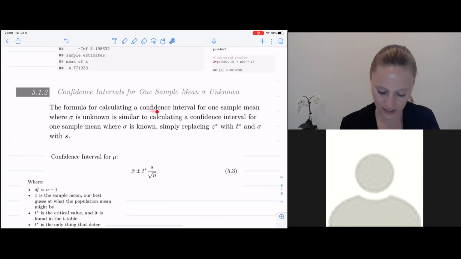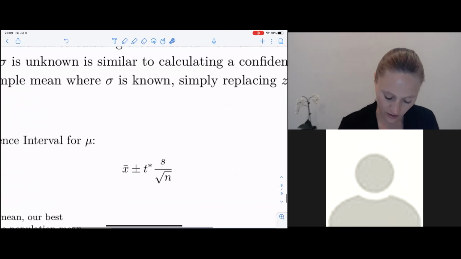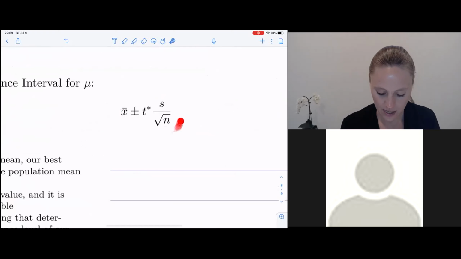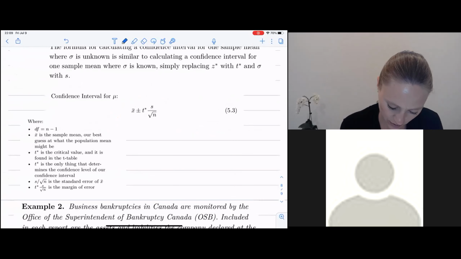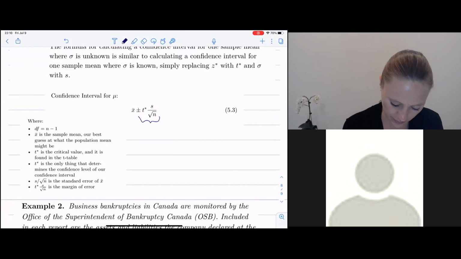The formula for calculating a confidence interval for one sample mean where sigma is unknown is similar to calculating one where sigma is known, simply replacing Z star with T star and sigma with S. Our formula here looks very similar to what we've seen before for Z stars. Reminder that this plus minus chunk is called the margin of error.